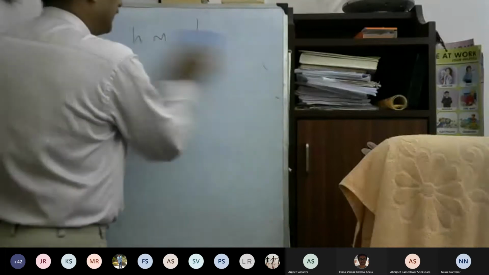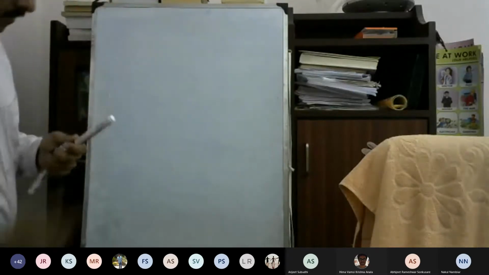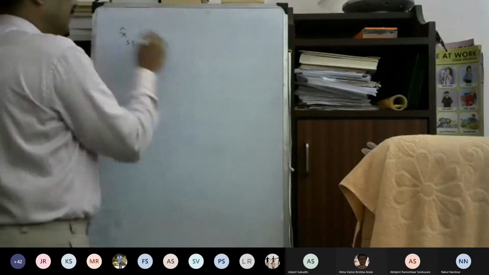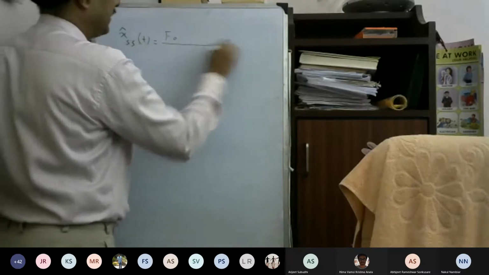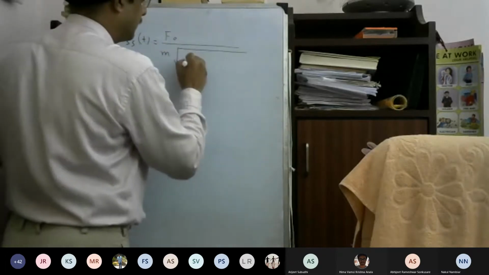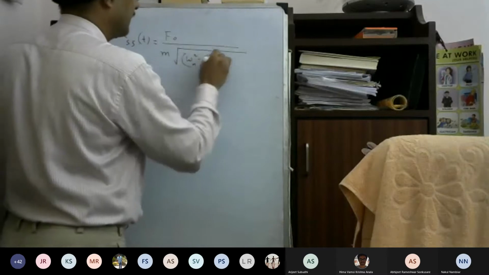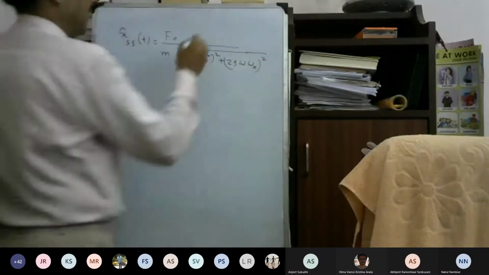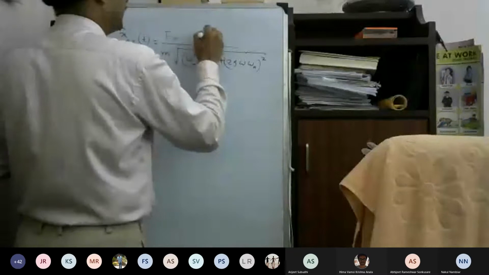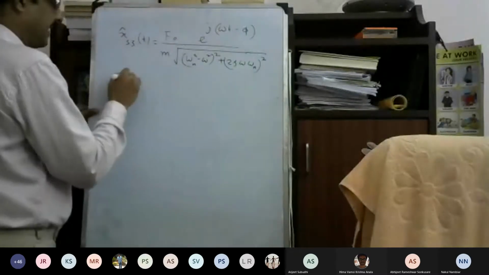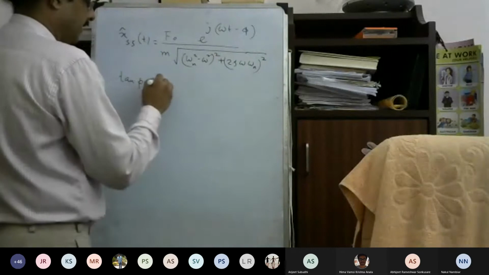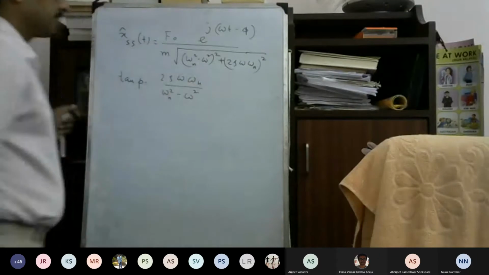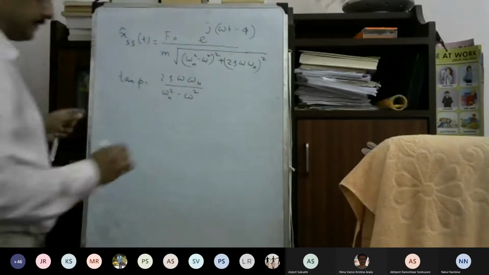Let me write down clearly the steady state response. So now I will consider x steady state, and this will be equal to F naught divided by m under root omega n square minus omega square, 2 zeta omega omega n, square, and this is e to the power j omega t minus phi, where tan phi equals 2 zeta omega omega n divided by omega n square minus omega square. This part we actually derived in the last class.